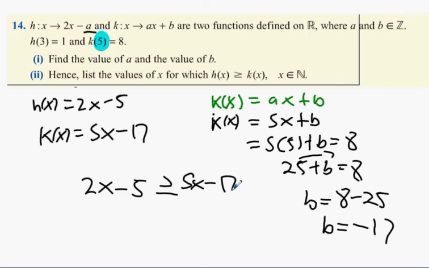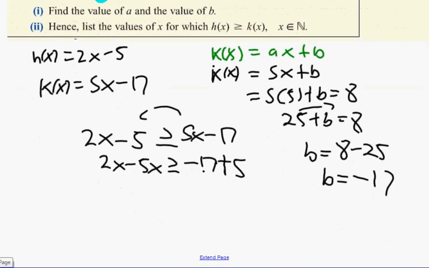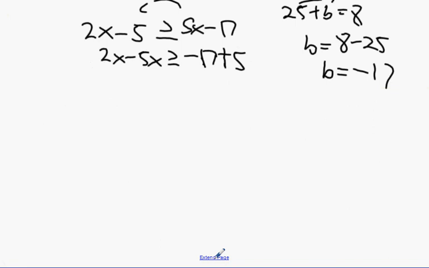What values will do that? Bring the x's to one side. So you're going to get 2x minus 5x is greater than or equal to minus 17 plus 5. Everybody right with that? Now, minus 3x is greater than or equal to minus 12.